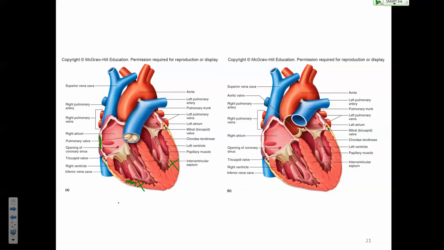The area with the thickest myocardium is going to pump with the most force because the blood's got to move further. It has to have more pressure in it. Later on in the chapter, we'll talk about blood pressures, and it all has to do with the action of the heart.